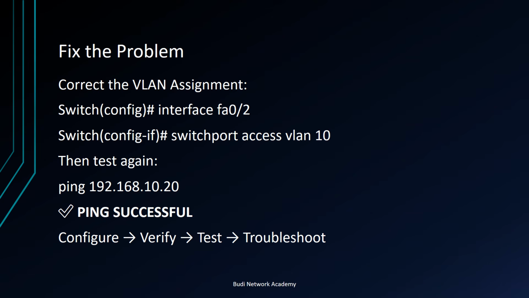We have found the problem. PCB should be connected to VLAN 10, but its switch port is currently assigned to VLAN 20, so we need to correct the port configuration. This is a simple example of real network troubleshooting. We identified the problem, checked the configuration, corrected it, and tested the result. Configure, verify, test, troubleshoot.